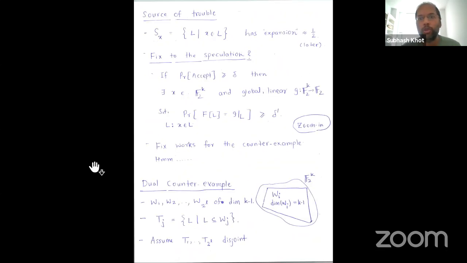But the main issue about this counterexample is these sets called S sub x. For a point x in the space, you could consider a set S sub x of those subspaces L which contain x, and this set has expansion 1/2. We'll talk about the expansion in the corresponding graph called the Grassmann graph. But there is a way, or at least a proposed way, to get around this particular counterexample.